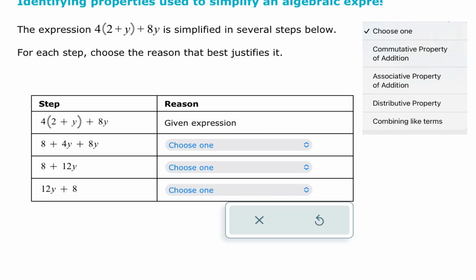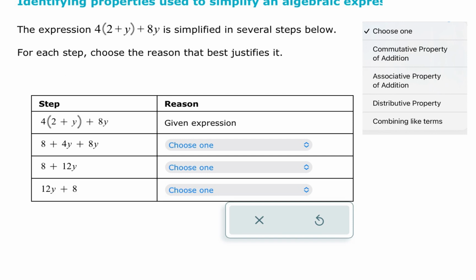This topic is identifying the properties used to simplify an algebraic expression. So this example says the expression 4 times the quantity 2 plus y plus 8y is simplified in several steps below. Then we need to choose what step we did and give the reason why we did that step.